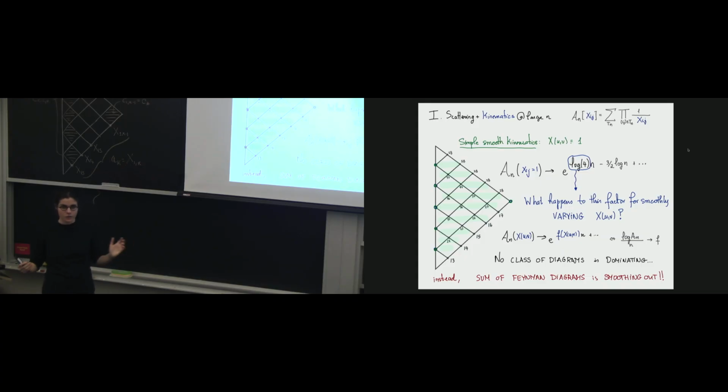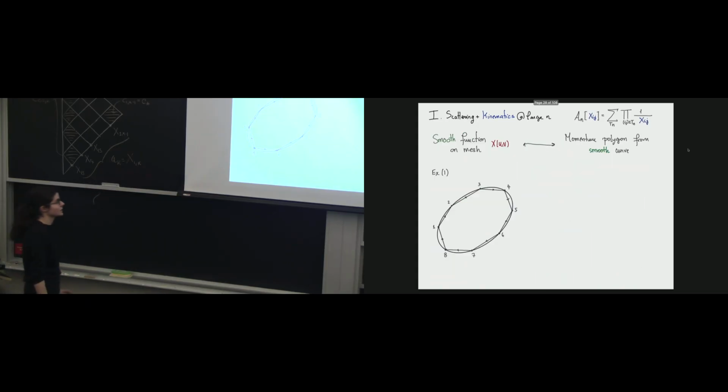Okay, and this assumption of these smooth kinematics is basically telling us that it's not like there's a particular class of diagrams that is dominating. Instead, what's happening is that the sum over all diagrams is smoothing out in some way. Okay, so that's what we want to study.